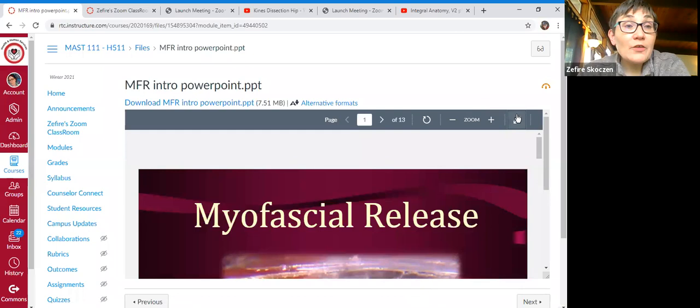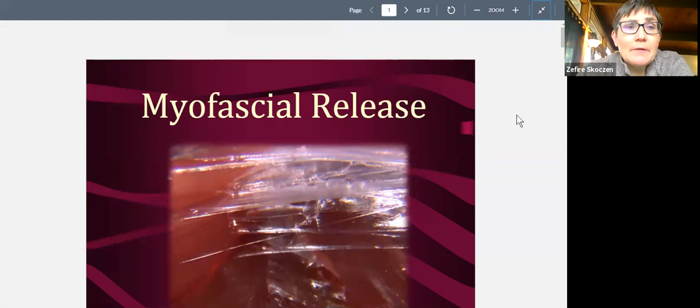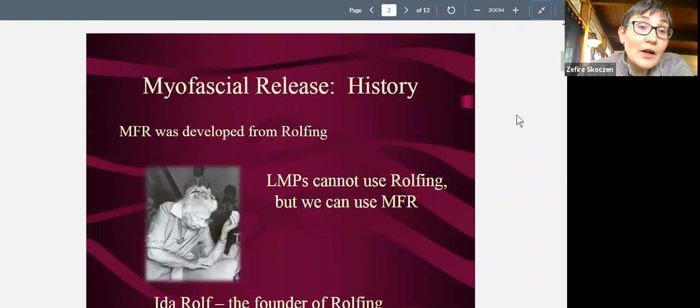So myofascial release, and here's a great picture of some fascia, is a great technique. Now, there's a lot of techniques that massage therapists use that we sort of developed or borrowed from other modalities. And I would say the most developed folks who are using myofascial release that we basically learned our techniques from are the Rolfers originally. And Rolfing is named after Ida Rolf. This is the founder of Rolfing.